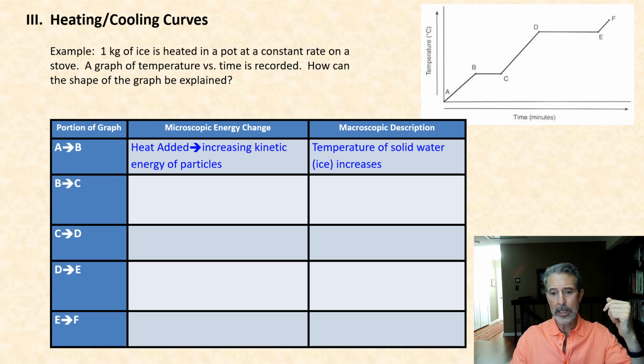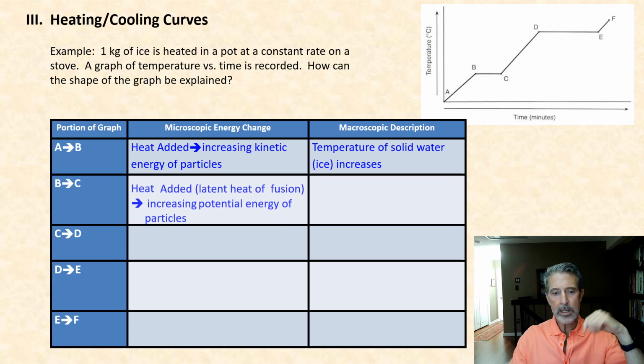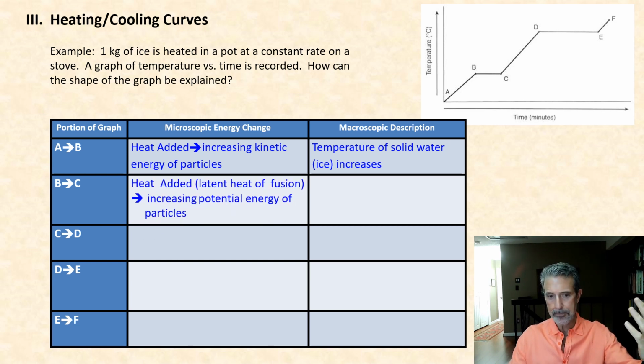When we come over and take a look at the second portion of our graph, this flat portion we call BC, what is going on there? Well, you want to notice that we are adding heat at a constant rate, yet when you look at going from B to C, you'll notice that the temperature does not change. So what is happening to that heat that we're adding? If the heat is not going into increasing the kinetic energy of the particles, and remember that's what temperature is, where's it going? It's going into increasing the potential energy of the particles.